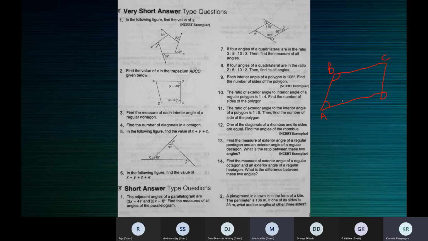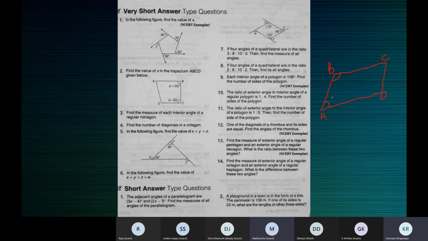Ma'am, what's the value of x? X is 37 degrees. Ma'am, but I got a different answer. Read out your steps. 3x minus 4 plus 2x minus 1 is 180 degrees, and 3x minus 2x is equal to 4 plus 1. So x is 5.